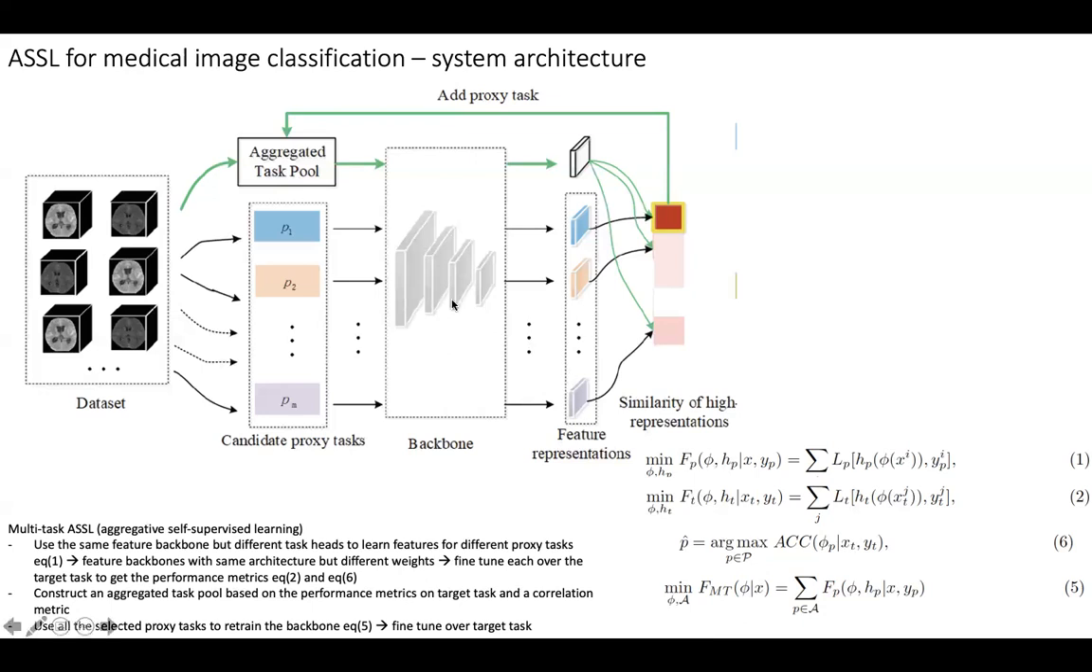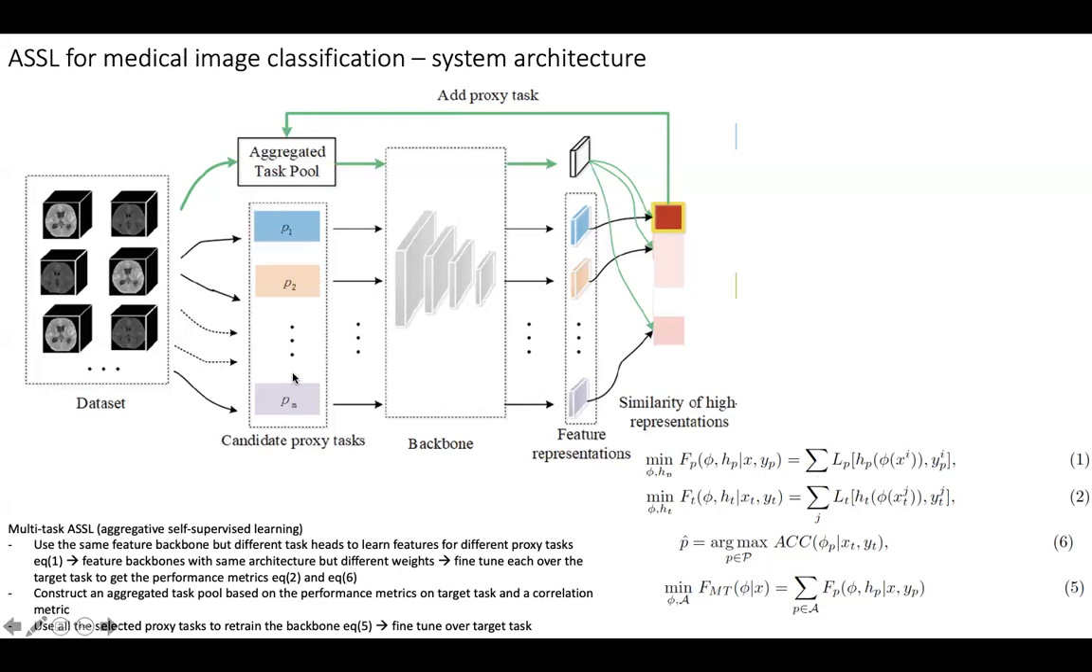for the corresponding backbone. Another thing we need to pay attention to is the correlation between these different tasks. We don't want multiple tasks to learn the same thing, so we have a correlation matrix to be considered when we select those tasks.